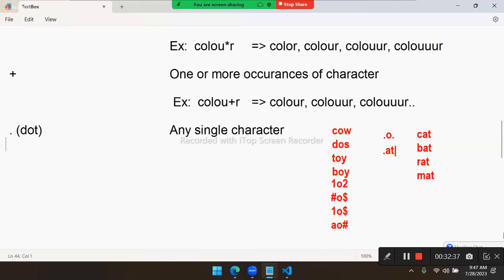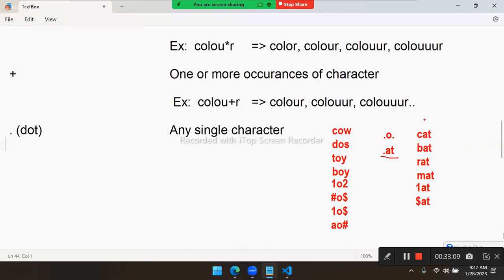T is also common, na? That means the last 2 must be 80. The first character can be anything. Anything means it can be later numbers or symbols also. That means 180, $80. But the last 2 characters must be 80. And length must be how many? 3 only. Right? So anything else is not allowed.